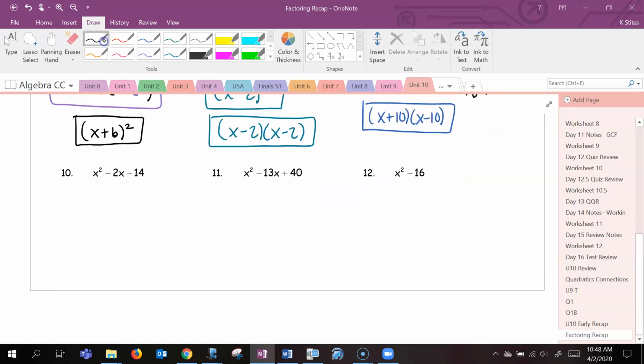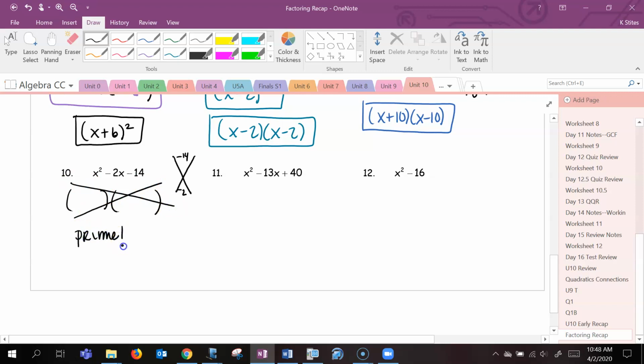Okay, last 3. Multiplies to negative 14, adds to negative 2. So think about your numbers that multiply to 14. We've got 14 and 1, 7 and 2, and do either of those work to give you a negative 2? They do not. So what do we call this again? Prime.